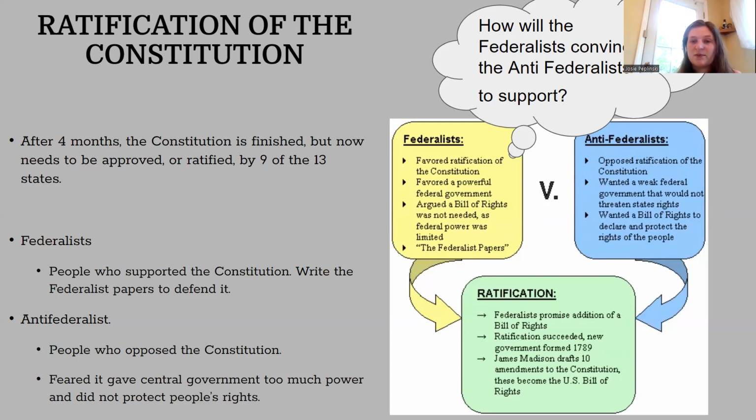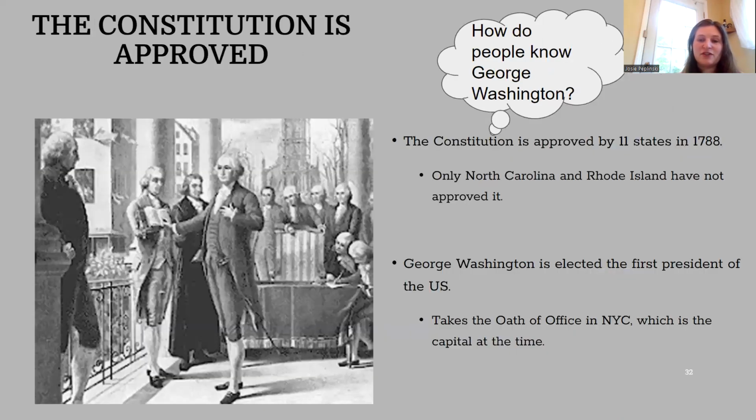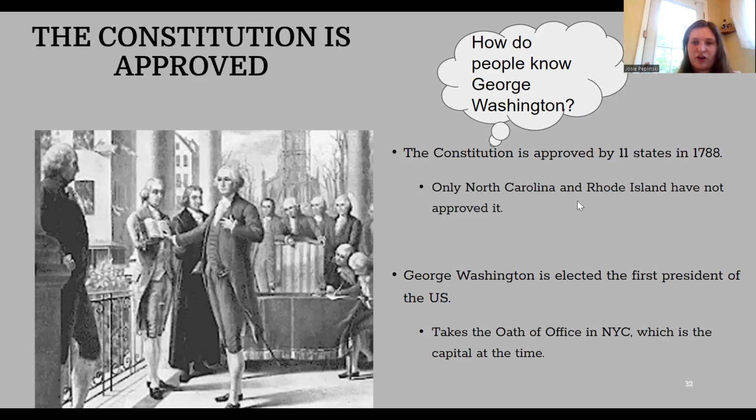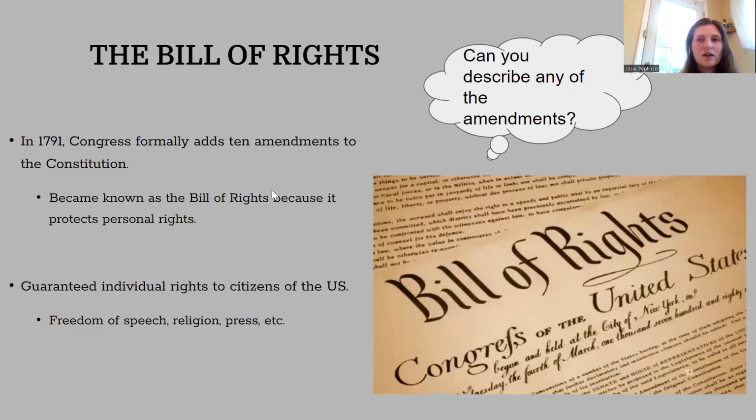They did ultimately agree to the Bill of Rights being added, which the Anti-Federalists wanted, in order to get to this compromise where, with the Bill of Rights, enough states ratified the Constitution. North Carolina was one of the last states to approve of the Constitution, and George Washington was elected the first president of the United States. He takes office in New York City, which was the capital at the time. And then we have the Bill of Rights added, of course, as mentioned.